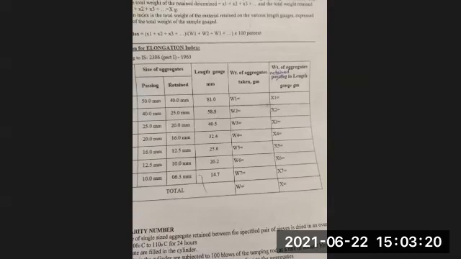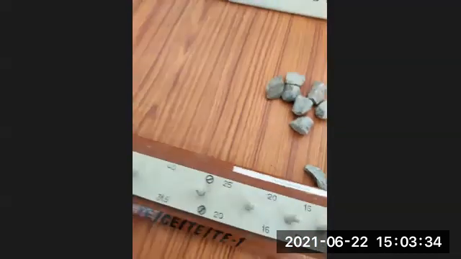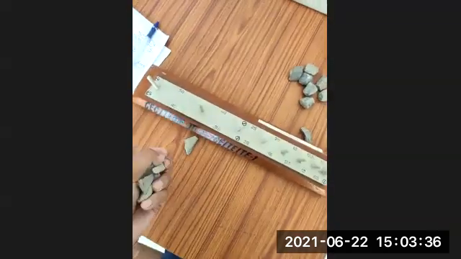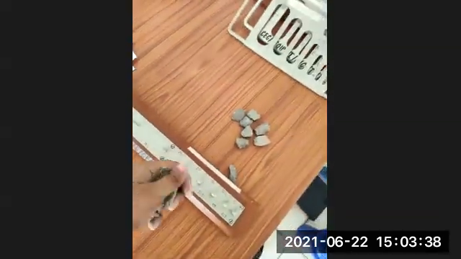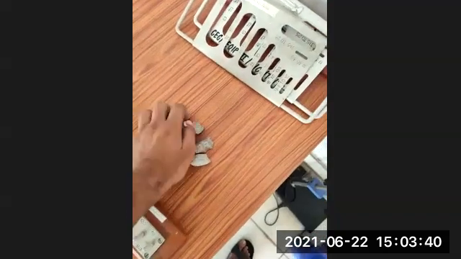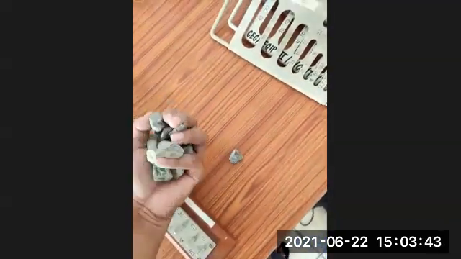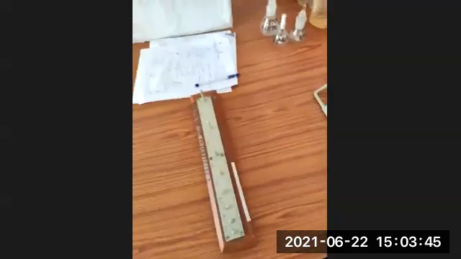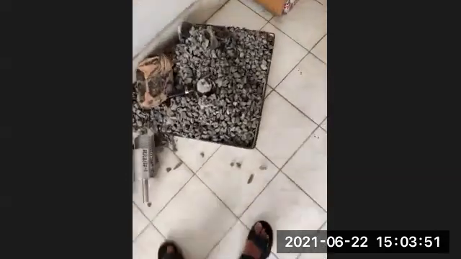So in the next lab, just wait. This is all about our shape test of aggregate. Select these aggregates and put these aggregates from here. We take them because our test is completed, we finished our shape test. So we put our aggregate.